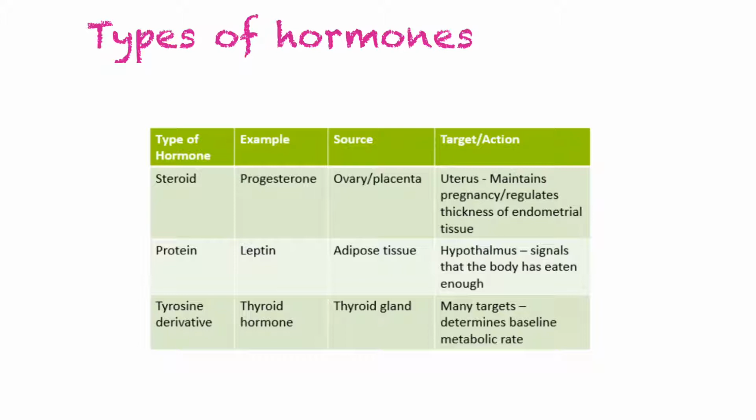And then the last type of hormone are tyrosine derivatives, and an example of this would be the thyroid hormones, and the source is the thyroid gland, and the action would be many targets. So it would determine your baseline metabolic rate, the amount of thyroid hormones you're releasing.